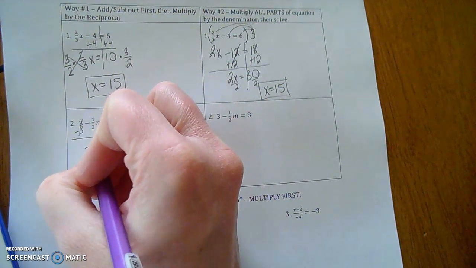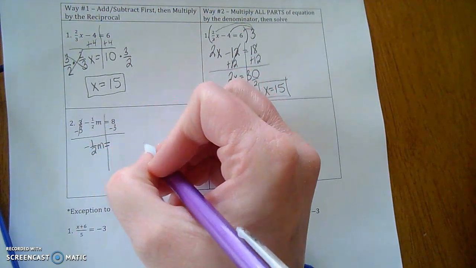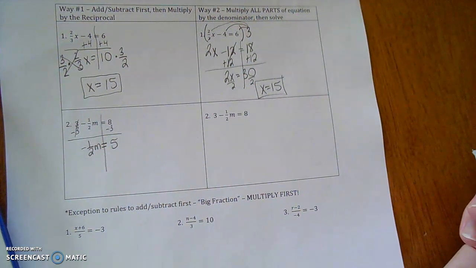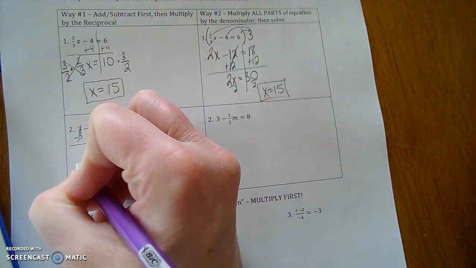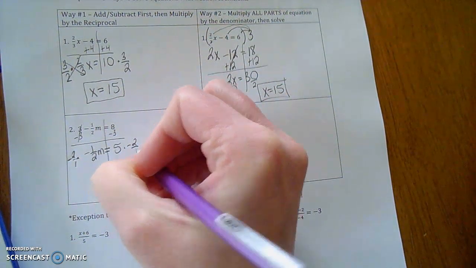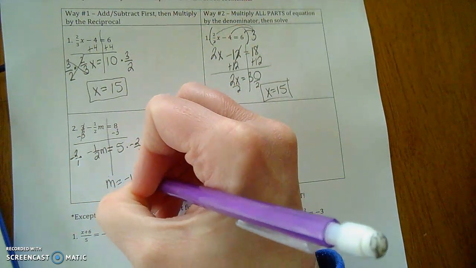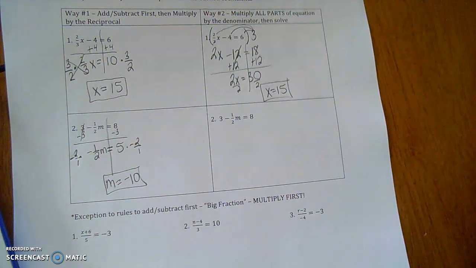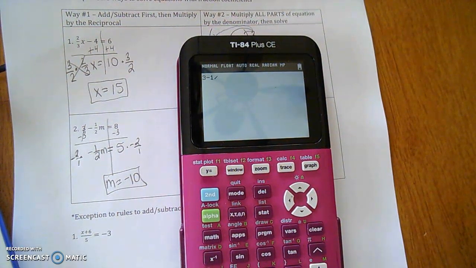Those cancel. Negative 1/2 m. Make sure that minus sign comes along as a negative. 8 minus 3 is 5. Then we need to get rid of negative 1/2, means we multiply by the reciprocal. So reciprocal is negative 2 over 1. You still have to have the negative with it. Hopefully we know that's just negative 2, so 5 times negative 2 is negative 10. If we plug it in, 3 minus 1/2 times negative 10, and we get 8, so we did it correctly.